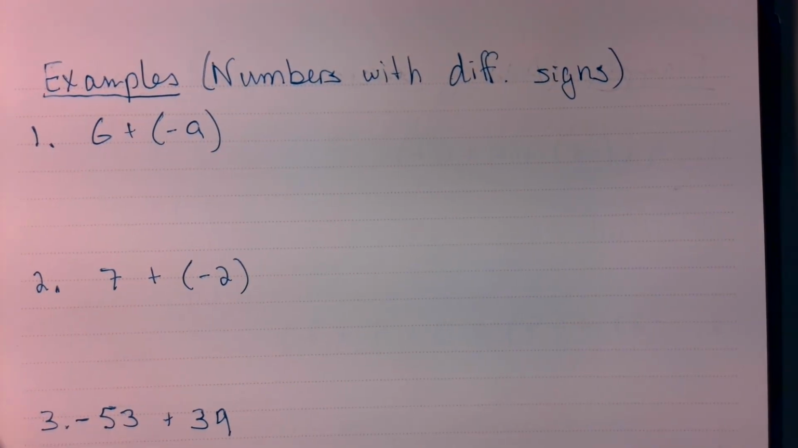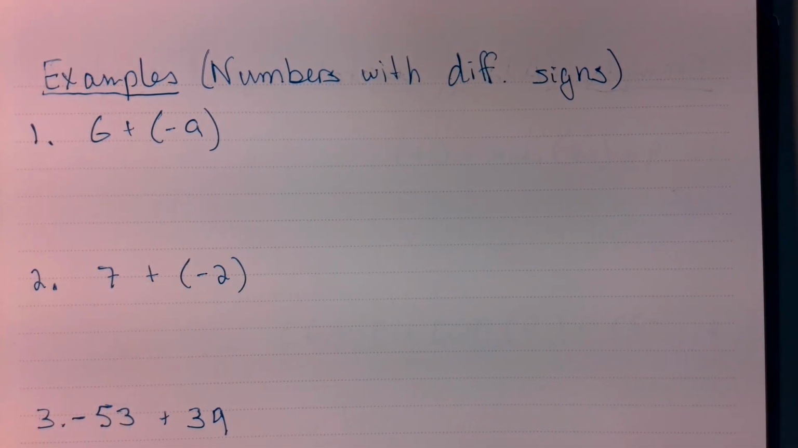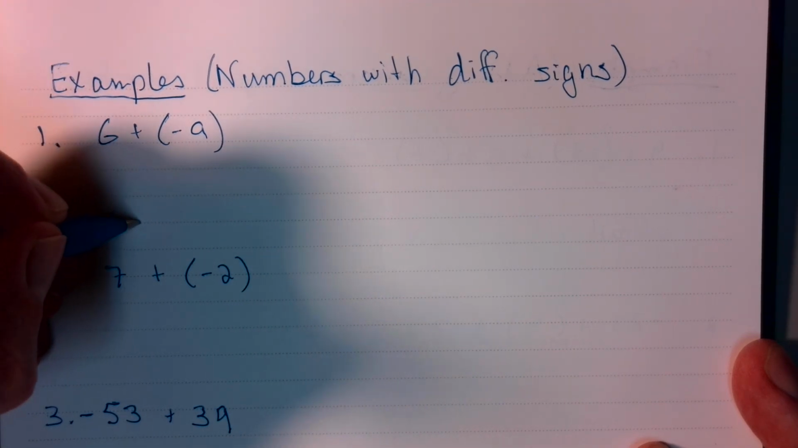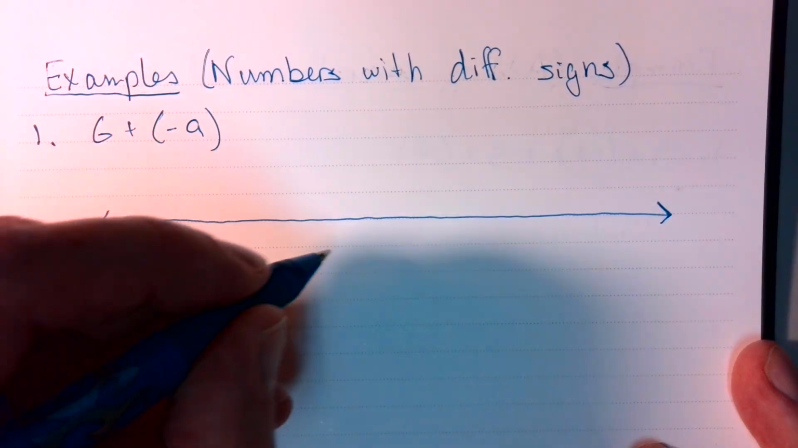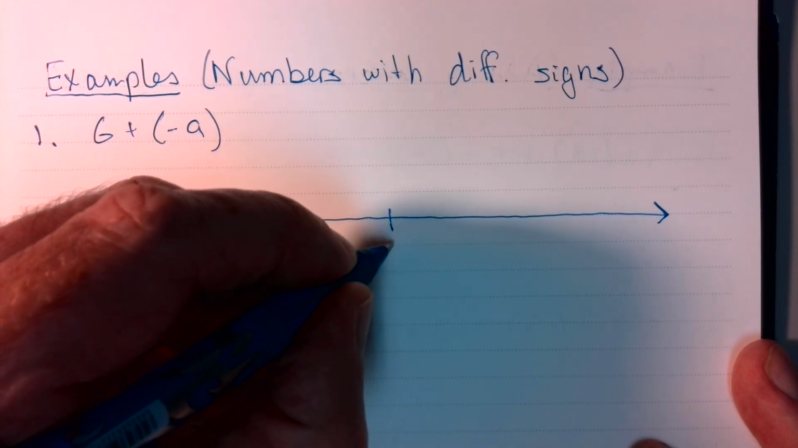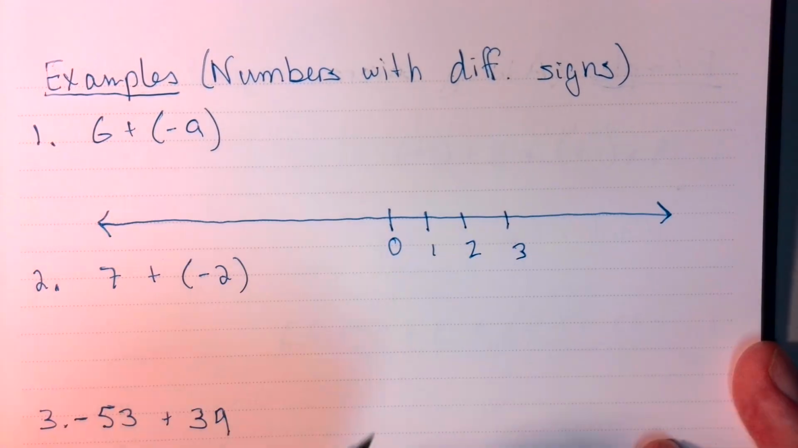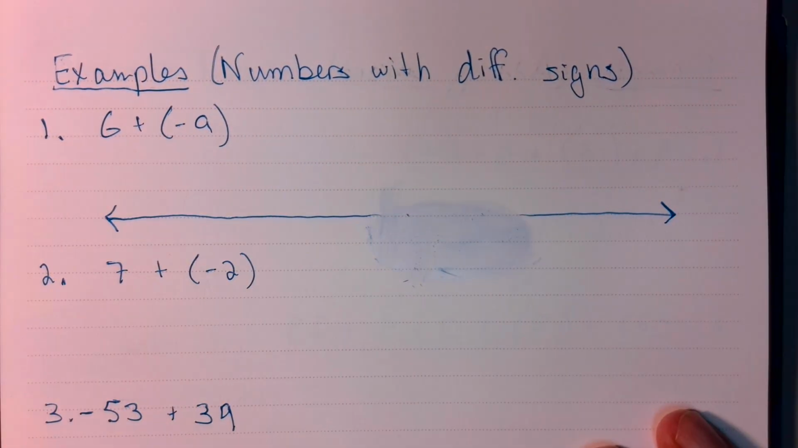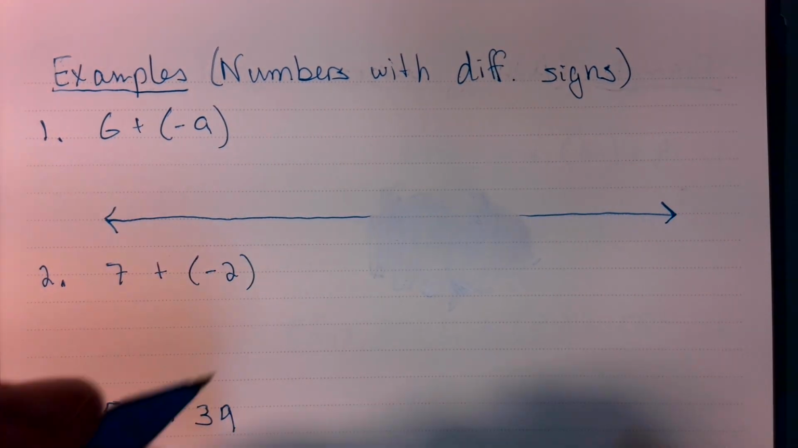Now, when you mix signs, things get a little more interesting. 6 plus -9. Let me plot this on a number line here. We've talked about adding with a chip model. I'm going to add with a number line here. 1, 2. Let me give myself a little more room there.